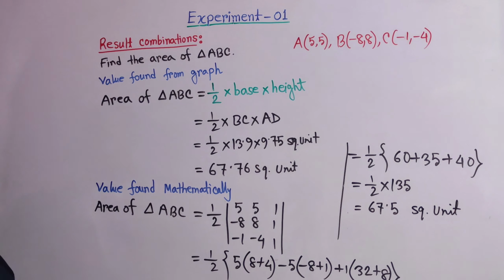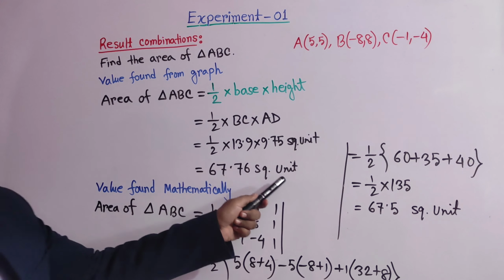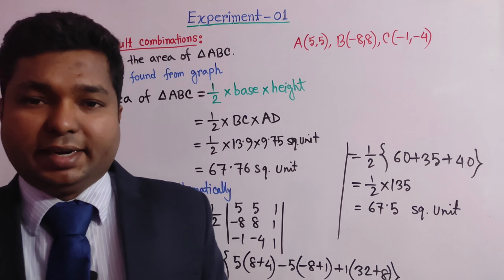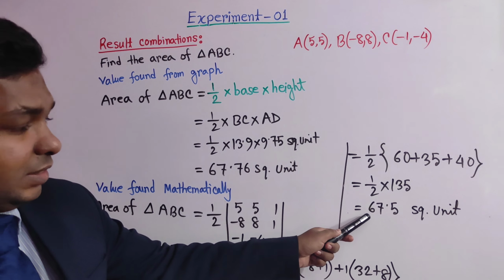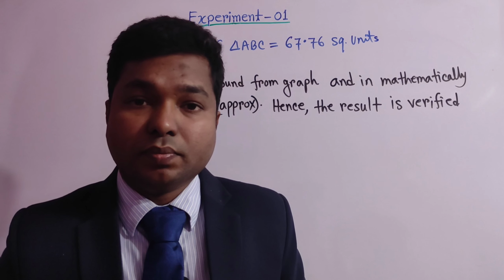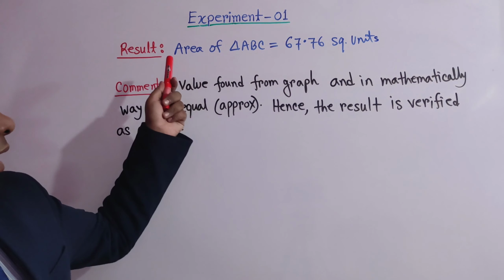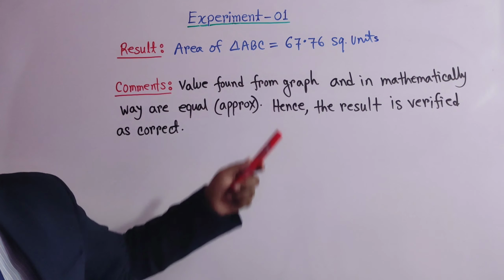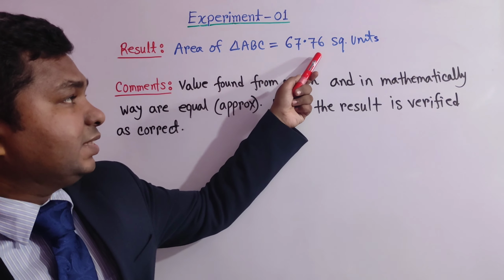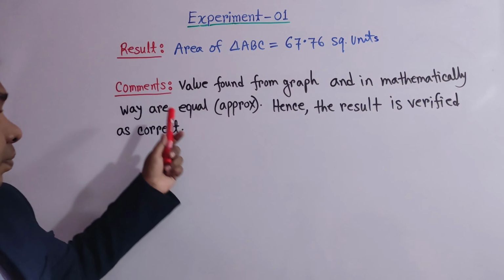So the area of triangle ABC is 67.76 square unit by using the graph, and 67.5 by using the theory. Our next step, result. Here our result, area of triangle ABC equal to 67.76 square units. Now comments.